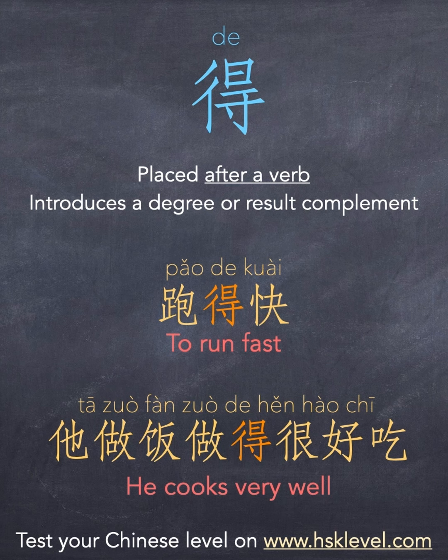We cannot say 他做饭得很好吃 because de should always be placed after a verb, and 饭 is a noun meaning food. So we have to repeat the verb: 做饭做得. And in this case, we could also omit the first 做: 他饭做得很好吃.